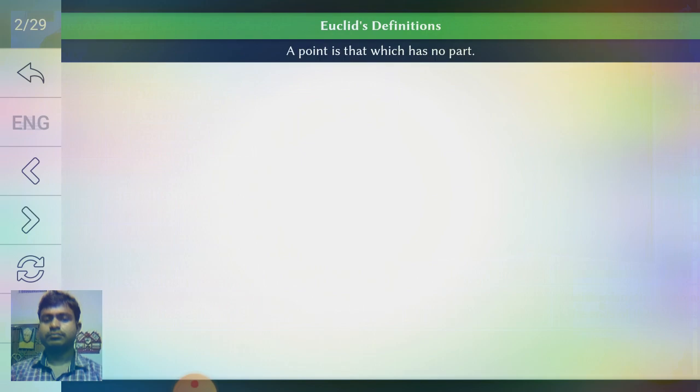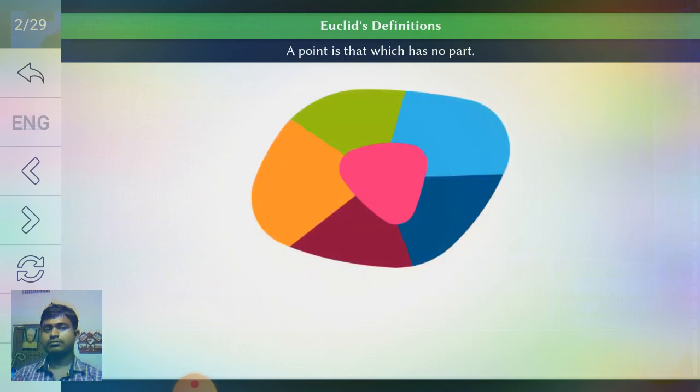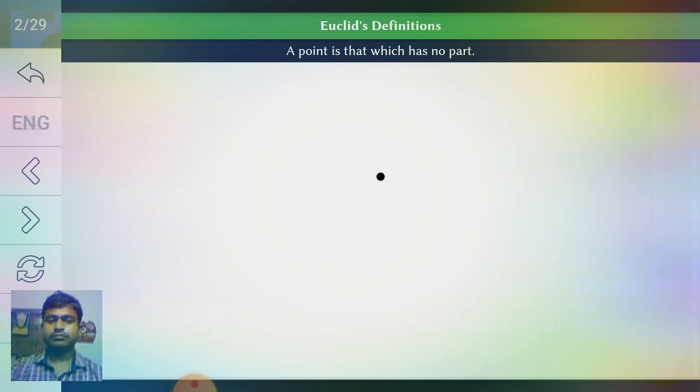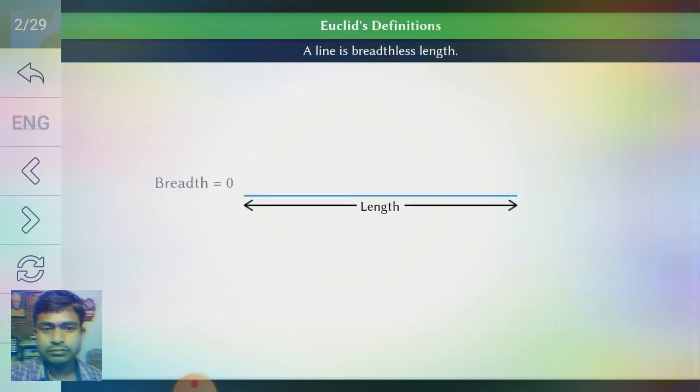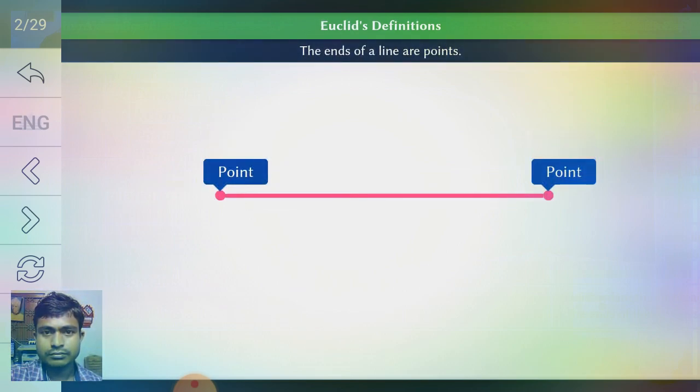A point is that which has no part. Look at this image. It has many parts shown by different colors, but a point has no parts. A line is breadthless length. The ends of a line are points.